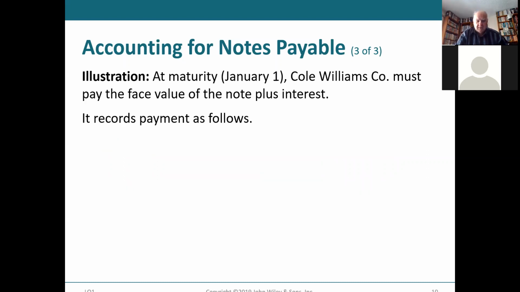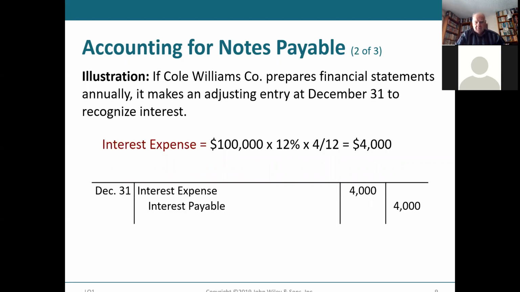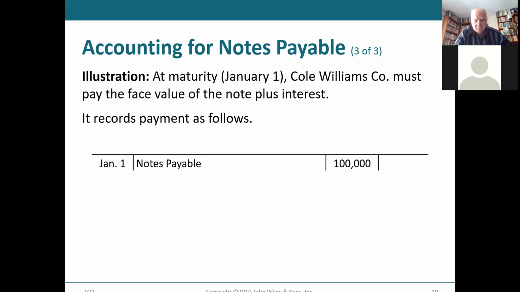Now it's time to pay back the note. Well, they owe $4,000 in interest, don't forget. We accrued that $4,000 interest, so they're going to have to pay back $104,000. They pay back the principal of $100,000 and the payable that we just accrued of $4,000.